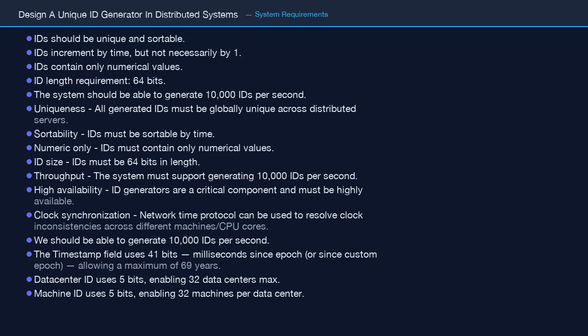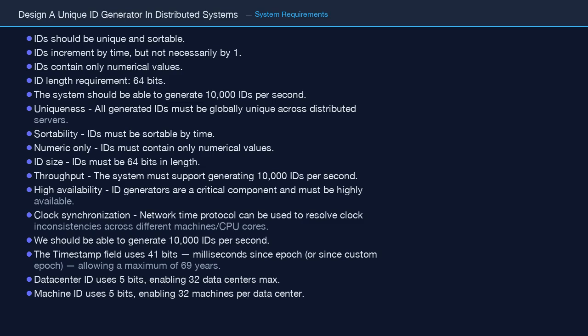Let's design Chapter 8, Design a unique ID generator in distributed systems. Starting with our system requirements, there are a few core properties every ID must satisfy. IDs need to be unique and sortable. They should increment by time, meaning a newer ID will always be larger than an older one, but they don't need to increment by exactly 1, gaps are acceptable.